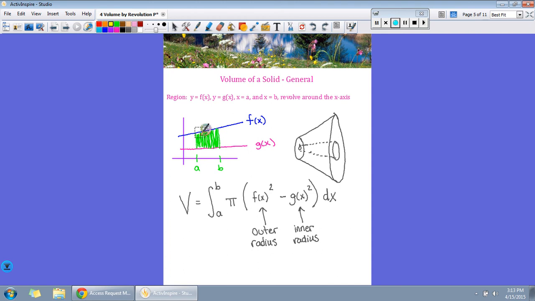If you have multiple functions, we have to subtract out the area in the middle that's empty, or there's no solid there. So we're going to still use a circle formula from a to b, pi, and then the outer radius, the one that's further away from the axis of revolution, squared, minus the inner radius squared. Again, the inner radius, you're subtracting the empty area in the middle of your shape.